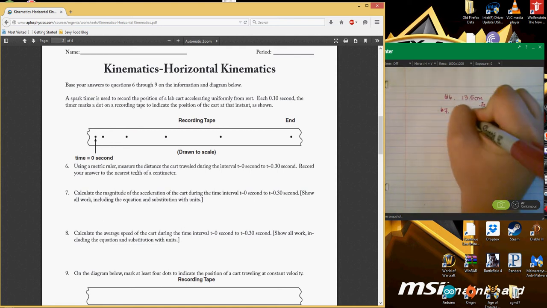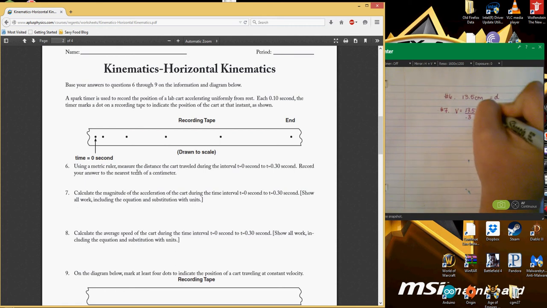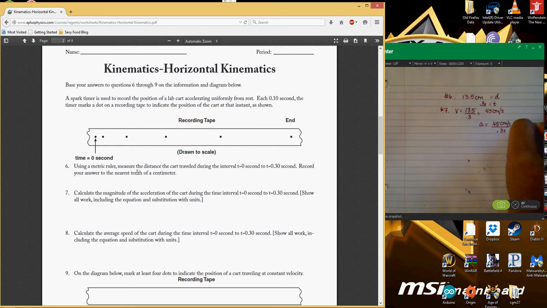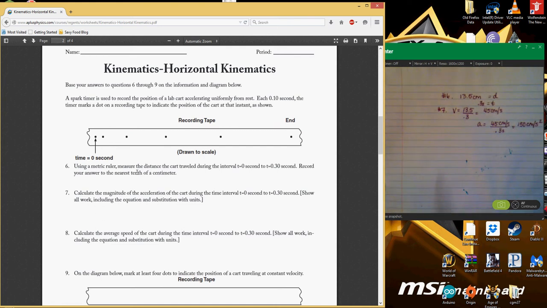For question number 7, you need to calculate the magnitude of the acceleration of the cart during the time interval from time equals 0 to 0.3 seconds. So to find acceleration, we have several things. We know that each of the ticker tape timers took 0.1 seconds. We also know the total distance traveled, which occurred in a given amount of time, which was our 0.3 seconds.